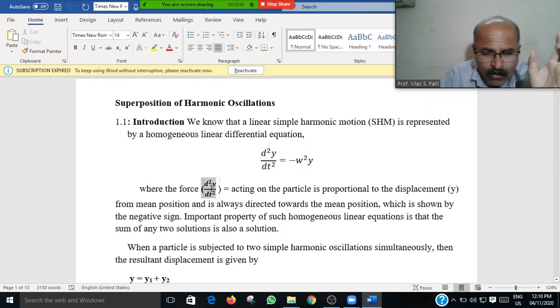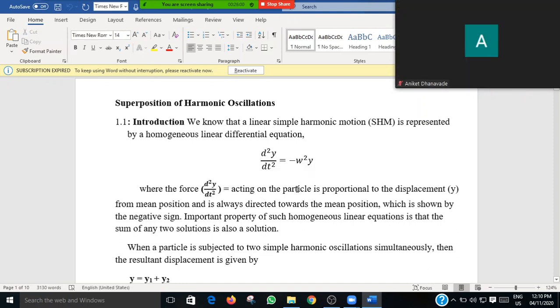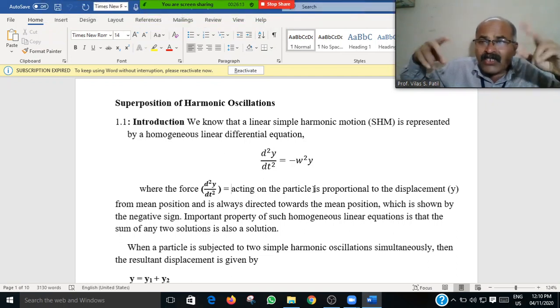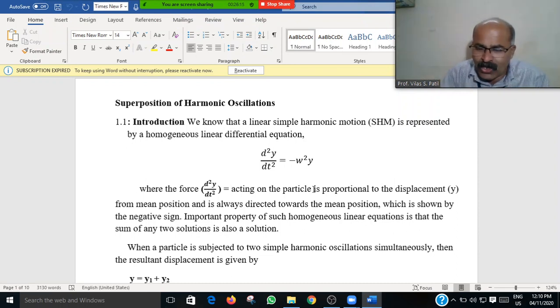the force d2y by dt square acting on the particle is proportional to the displacement. We know that that force is known as a restoring force, and restoring force is proportional to displacement. If the displacement is large, the force is huge. म्हणजे फोर्स जर मोठा असेल, मी जर जोरात ढकललं तर डिस्प्लेसमेंट मोठी मिळणार आहे, मी हळूच ढकललं, हळूच पुल केलं तर डिस्प्लेसमेंट कमी होणार आहे.